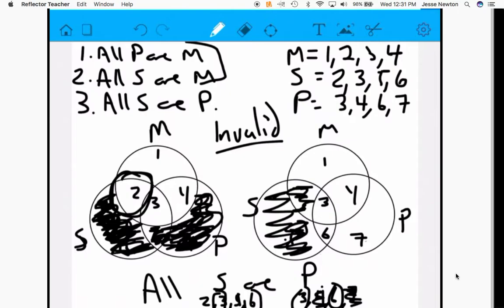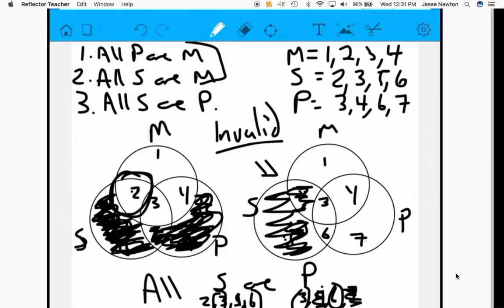You're looking for a case where you have the regions shaded in the conclusion. If they're shaded in the conclusion, like 2 and 3 or 2 and 5 are shaded here, they have to be shaded over here as well. If they're not, then you have a problem.